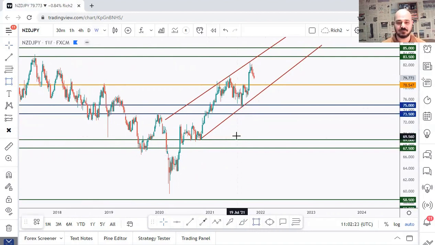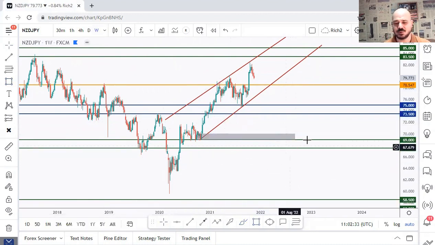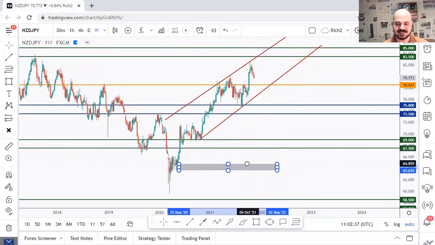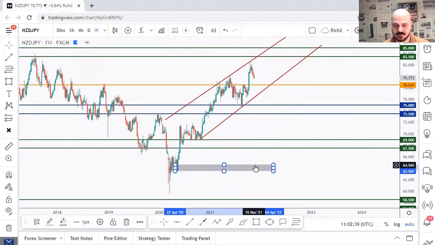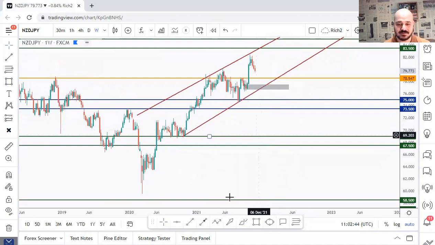Okay, we want explosive movements upward or downward, right? So we have this one, an explosive movement upward. So we've got a demand zone here, but I will not draw it because we already have a support, to keep the chart clean. We also had a demand zone here, explosive movement upward. And recently we had this demand zone here, which lines up perfectly with our lower brown trend line.